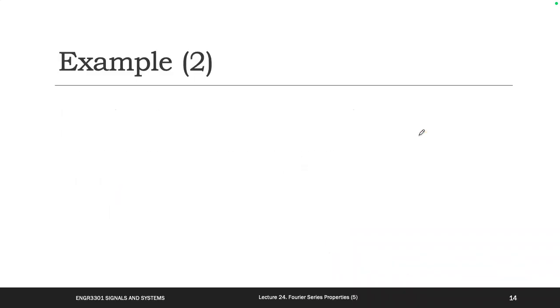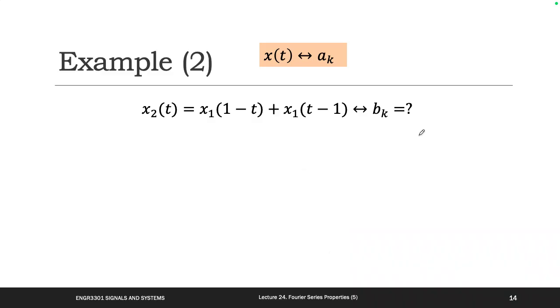Okay, and then let's talk about the other one. If we have the other equation, signal x2(t) equals x1(-1 - t) plus x1(t - 1), then let's try to find the Fs coefficient for the new signal x2(t). We know that x(t) has the Fs coefficient a_k, and x(-t) will have the Fs coefficient a_-k. This is the property.